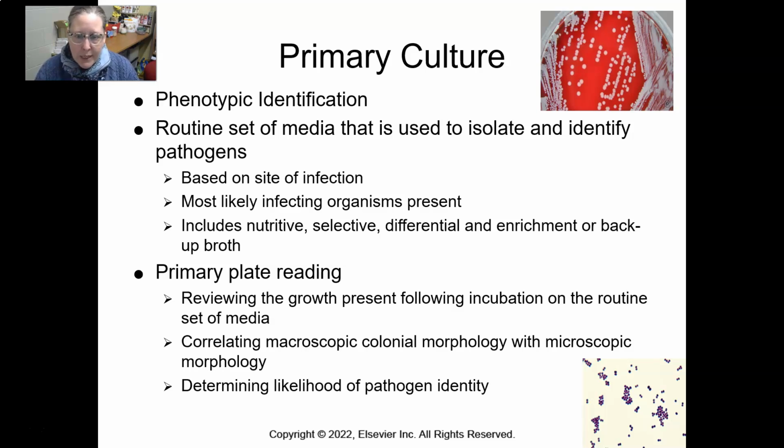The primary plate reading is the reviewing of the growth present following incubation of that routine set of media, often done for at least 12 to 24 hours before we start looking at them. Then you want to start correlating the colonial morphology with the microscopic morphology. So if you did a gram stain off of the primary specimen, what did you see in that gram stain? And is that what's growing on the plate? And then if you gram stain that colony, is that correlating with what you saw on your direct or first gram stain? This indirect one would be the one off of the colony.